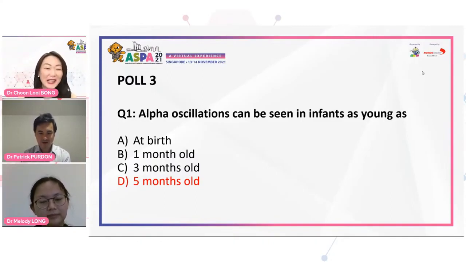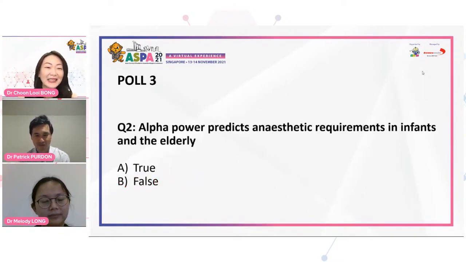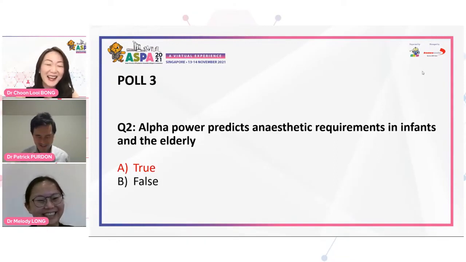Okay, so next question. Alpha power predicts anesthetic requirements in infants and the elderly. Is it true or false? Another easy one if you've been paying attention. What do we think? All right, so it looks like everyone has chosen A, which is true, and that's fantastic. That's the correct answer. Wow, you guys are good. You've been paying good attention. Excellent.